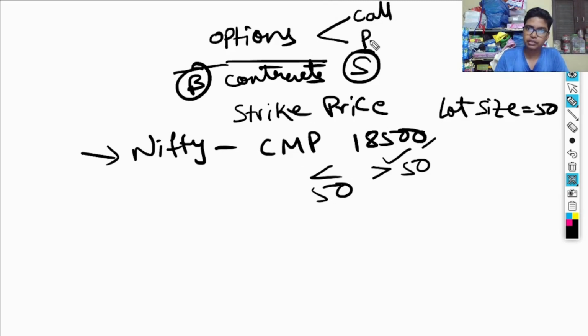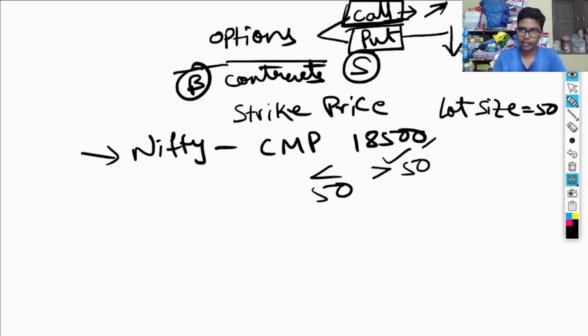Call means it indicates that the market price will go up. The buyer will buy the call option only if he thinks that the current market price of the underlying, in our example Nifty, will go up. That indicates an up move. And in the case of the put option, put indicates a down move in the market. That means one has to buy the put option if he thinks that the market price of the Nifty or any underlying will go down. Okay, that is a basic understanding of the call option and put option.